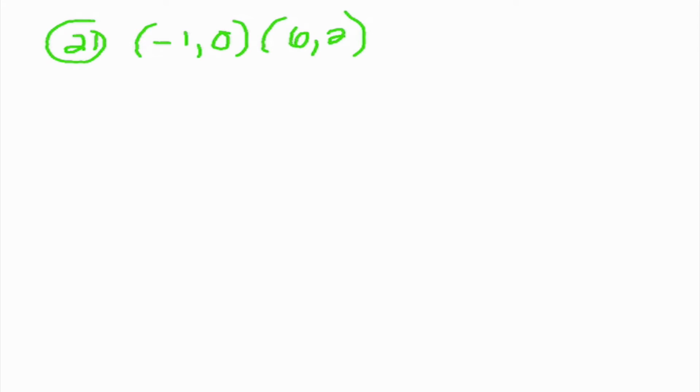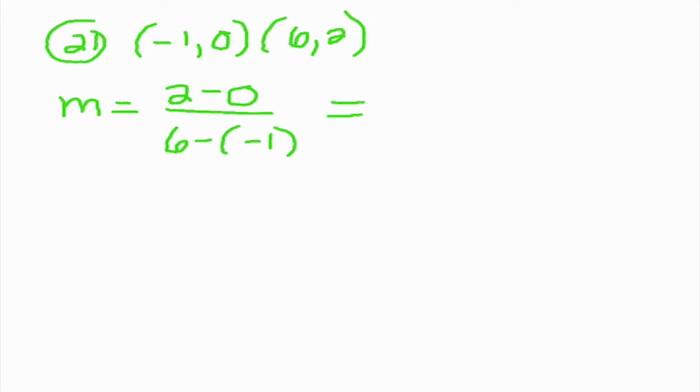So the next section gives us two different ordered pairs, and we need to find the equation of the line that passes through them. So we need to start off by finding the slope. So just like in the first section, I'm using the formula m equals y2 minus y1 over x2 minus x1. So I get 2 over 7 as my answer.